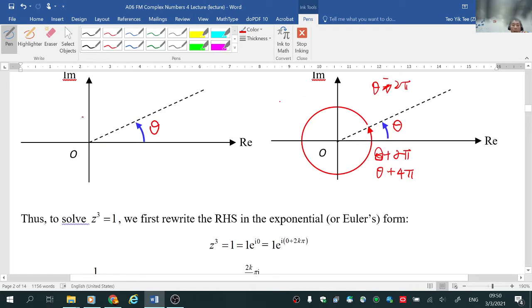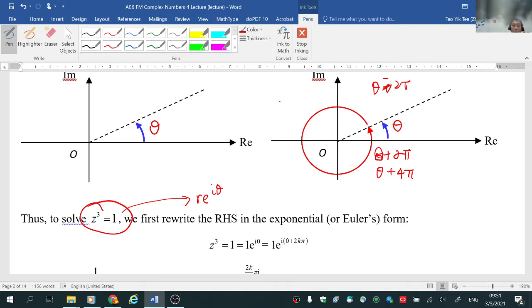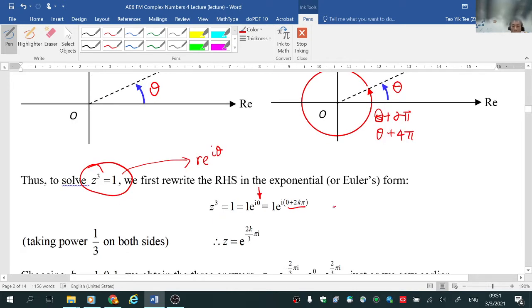With this, for z cubed equals 1, I'm going to change 1 into r e to the i theta form, or your exponential form. The modulus of 1 is just 1, and the argument of 1 is theta equals 0. 0 is equivalent to 0 plus 2k pi. So z cubed is going to equal e to the i 2k pi. Then based on the rules of indices, z is equivalent to e to the i times 2k over 3 pi.